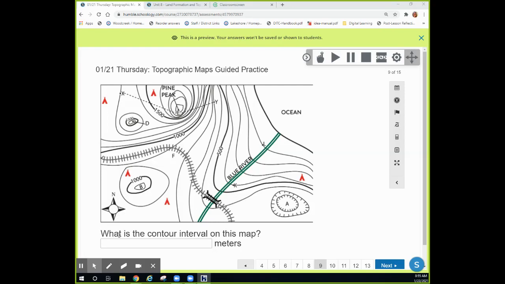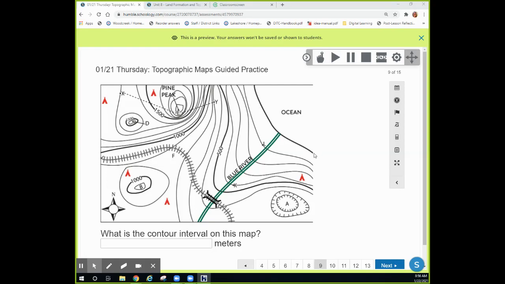The question's asking you what the contour interval is on this map. Now, we discussed this map a little bit in our warm-up, and so I'm going to go through how to calculate your contour interval one more time. If you look to the northeast corner, or your right-hand corner, it says the ocean. Okay, the ocean is telling me that the very first bolded line, the very first index contour, is going to be 0. 0 means this is sea level.